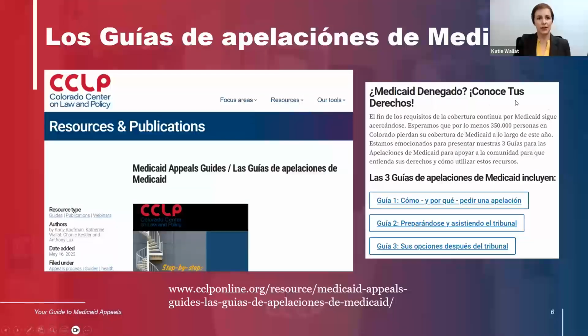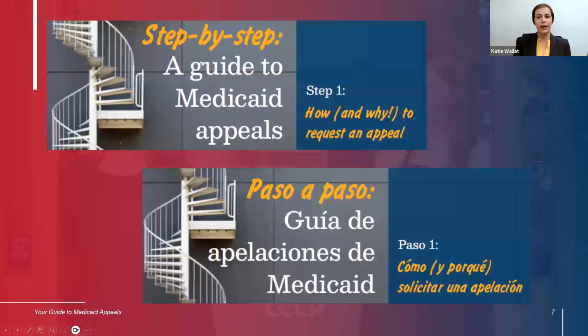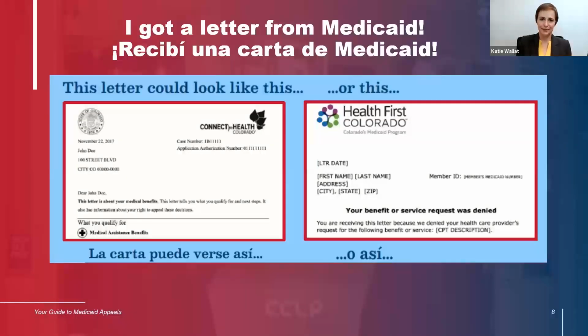So let's jump into the first guide. This is an image of the cover of this first guide, how and why to request an appeal. And we wanted to start this presentation by giving you a sense of what's included in this first guide, because it really provides an overview of the appeals process. So let's dive in. We are going to begin at the beginning.